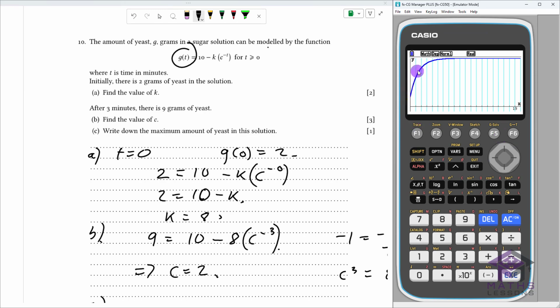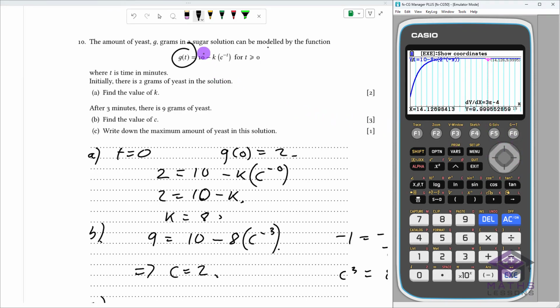Sorry, going back to the graph, what we see is it just keeps going up and up and up, and it tends to a value. Now, again, we could use our trace button here because the maximum didn't work, and we could trace and see, look what's happened to the y value.